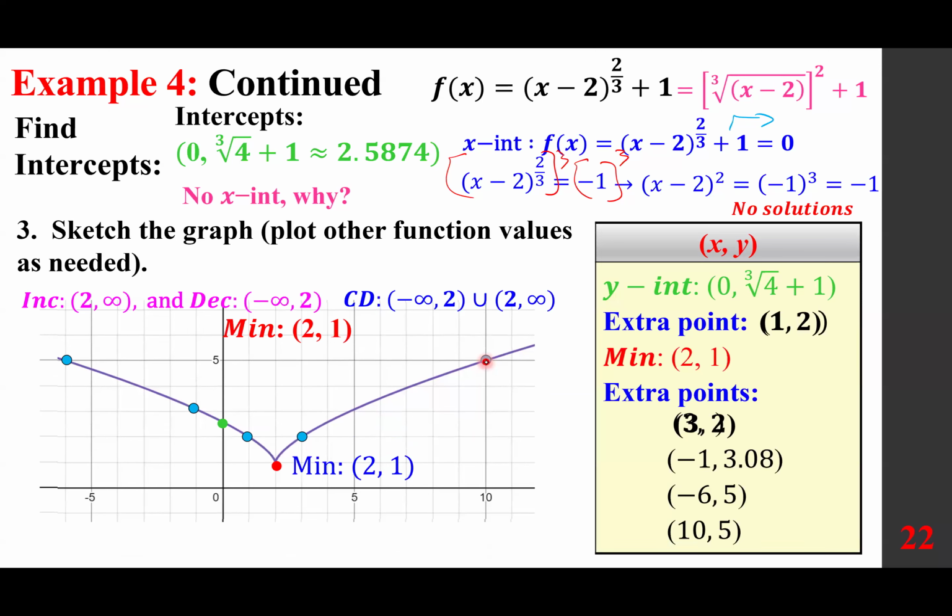Now notice. Decreasing, increasing, right? Minimum. Concave down, concave down. It's concave down everywhere, but not from negative to positive infinity. Rather, negative infinity to 2 union 2 to infinity.